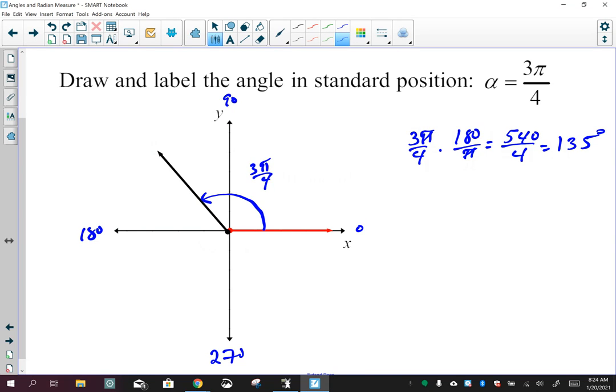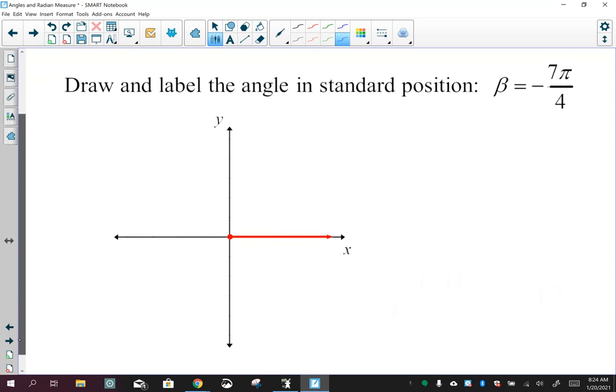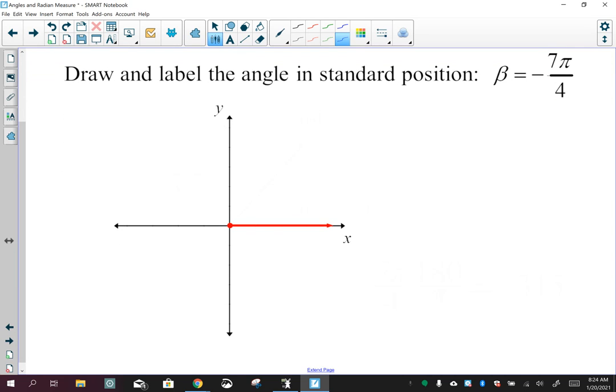Okay. All right. Pause the video here in a second. Go ahead and draw and label the angle in standard position. And pause it now.